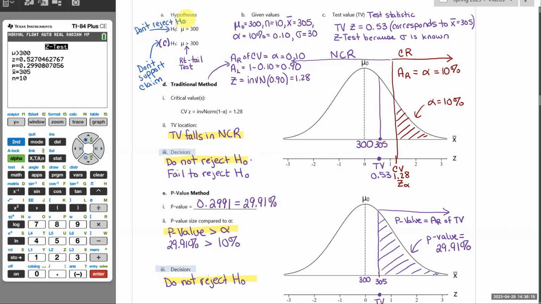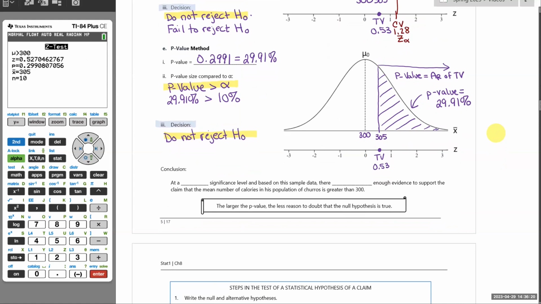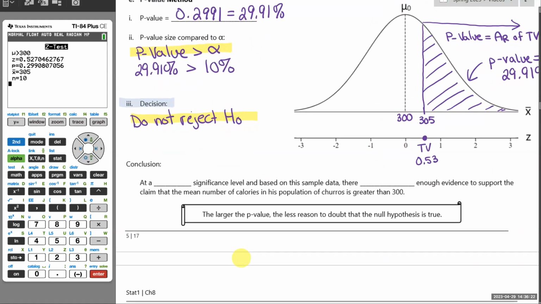If you do not reject the null, then you don't support the claim. And so that's our final summary there. So there's our conclusion. So at a 10% significance level, and based on this sample data, there is not enough evidence to support the claim that the population mean is greater than 300. So this outcome was different than when our X bar in the previous problem had been 320.